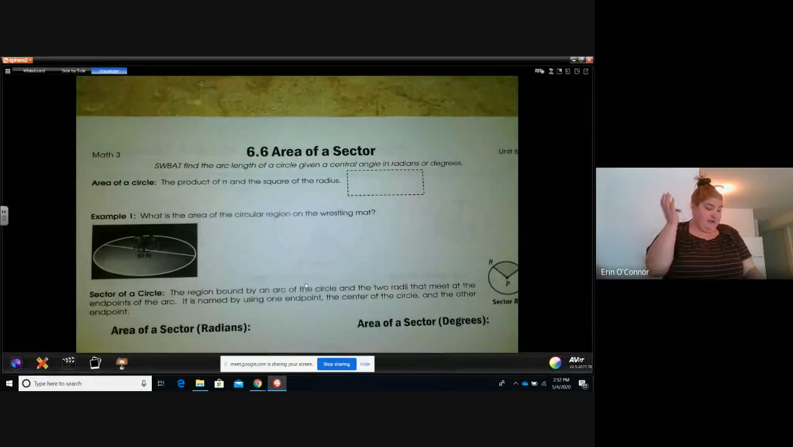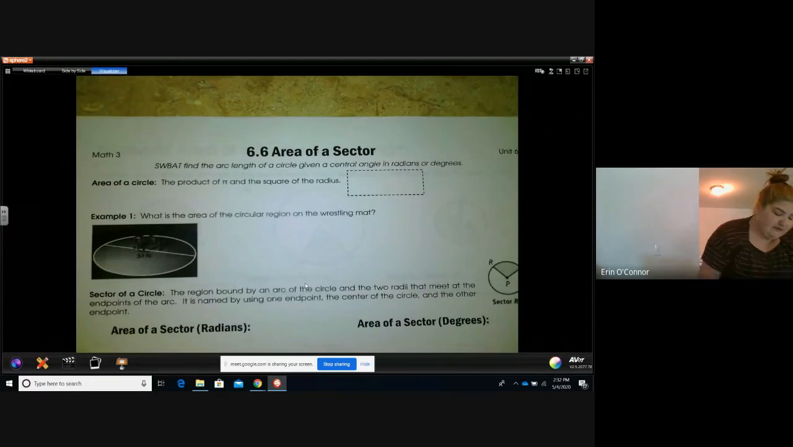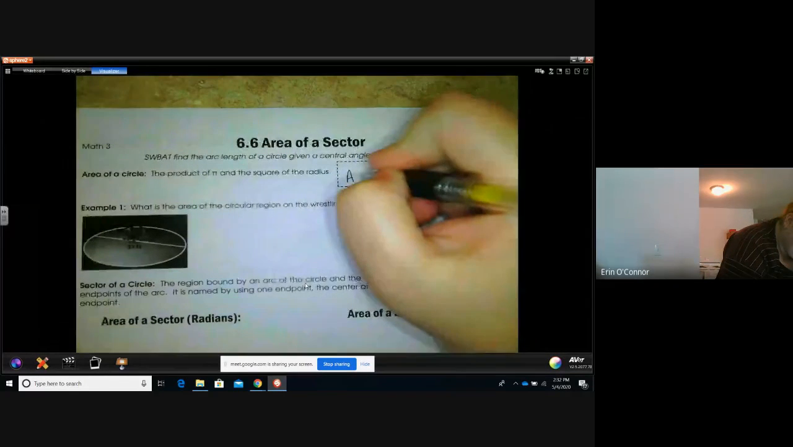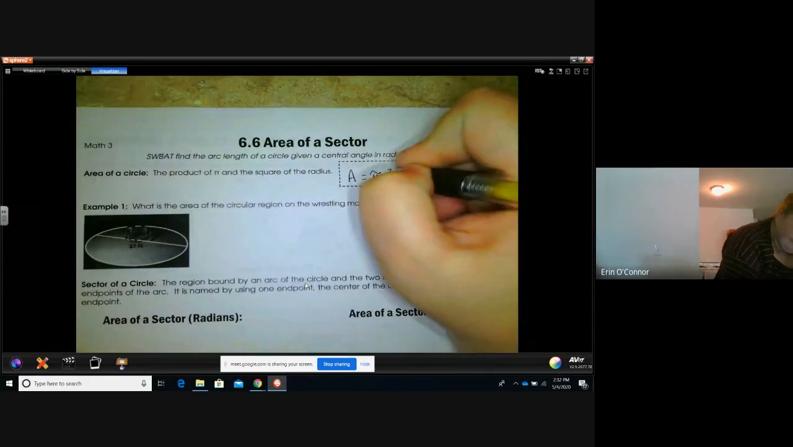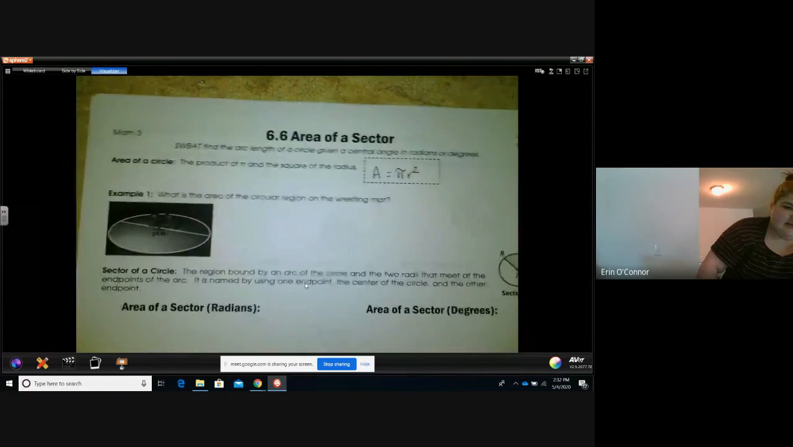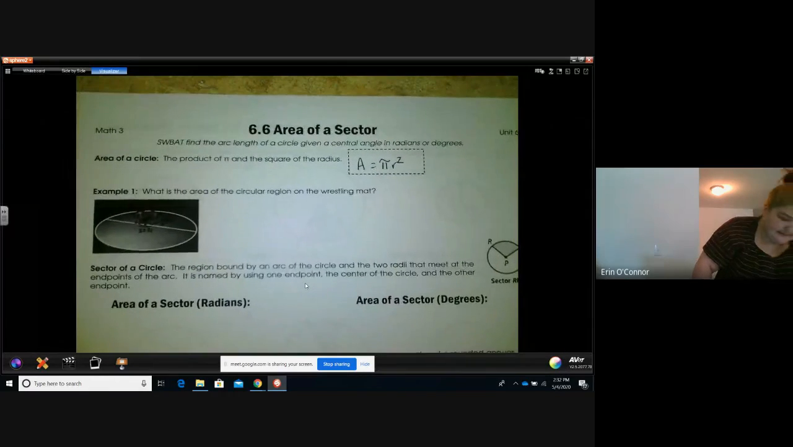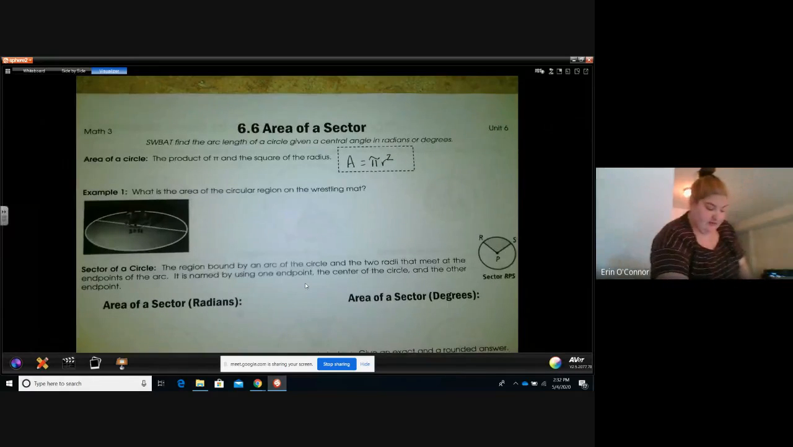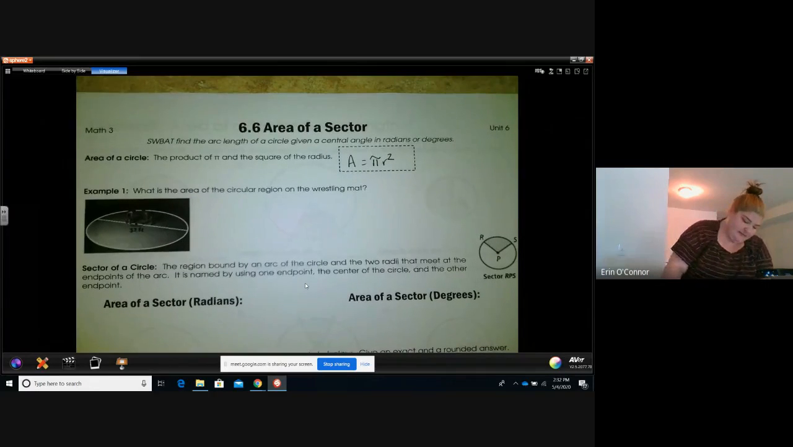Area of a circle, let's start with that. The product of pi and the square of the radius. So area of a circle is equal to pi r squared. Let's practice that. I know you guys have done this a ton of times, but just for practice. What is the area of the circular region on the wrestling mat?